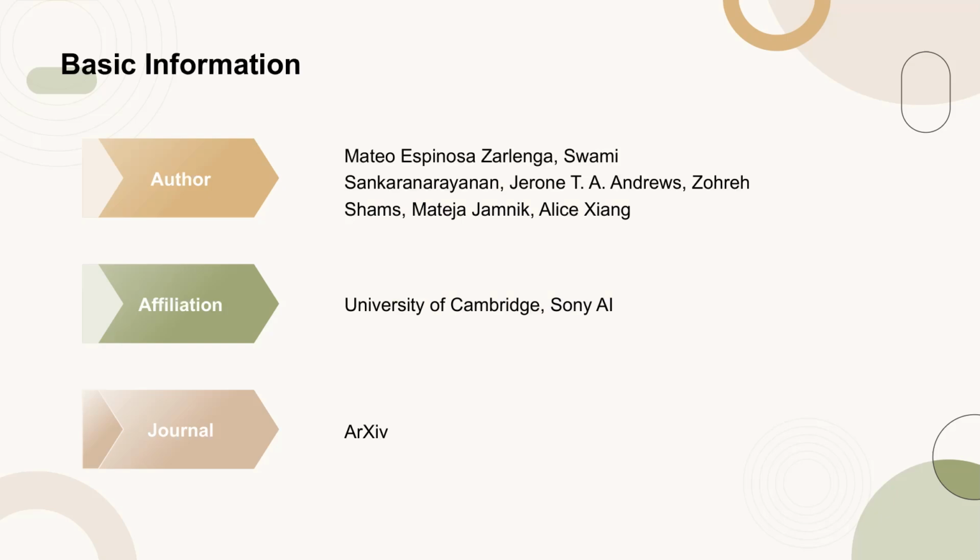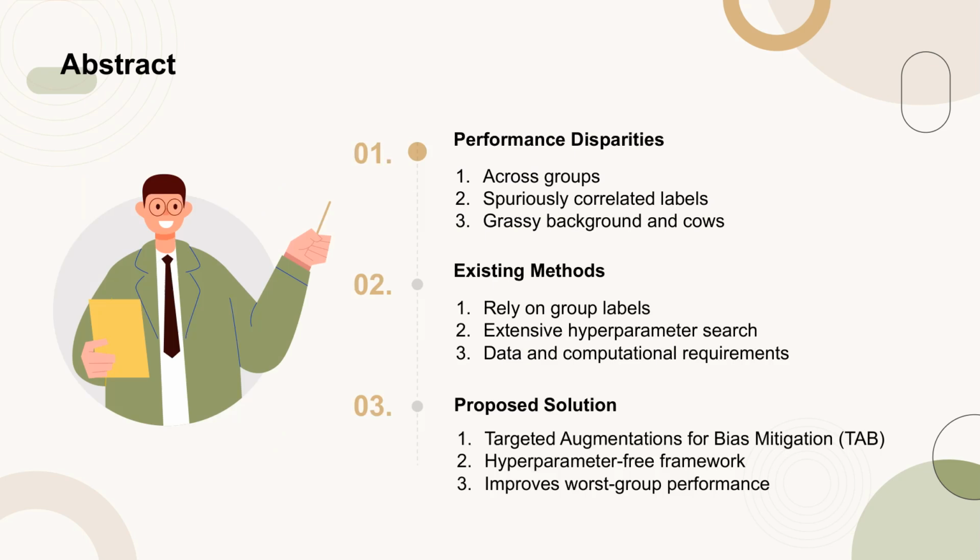This paper was published on arXiv by Mateo Espinosa Zarlenga and colleagues from the University of Cambridge and Sony AI. The abstract highlights a significant issue in deep neural networks where performance disparities are observed across different groups, particularly when group and task labels are spuriously correlated. For instance, the correlation between grassy background and cows can lead to biased performance.